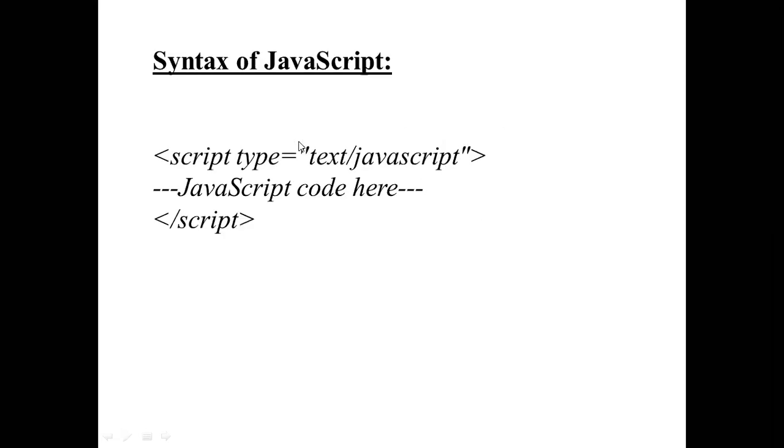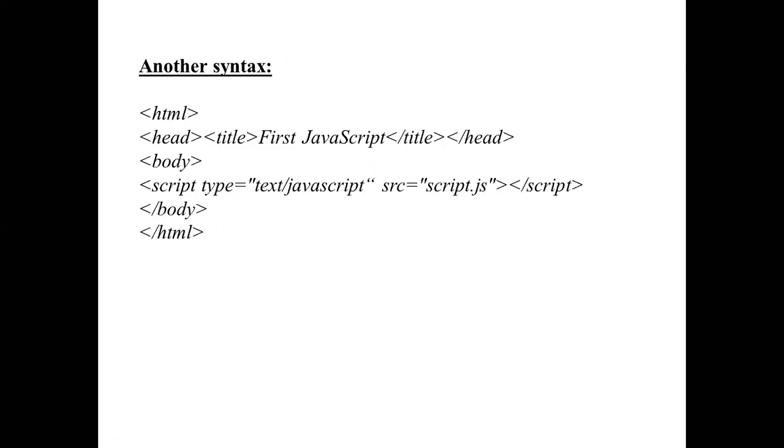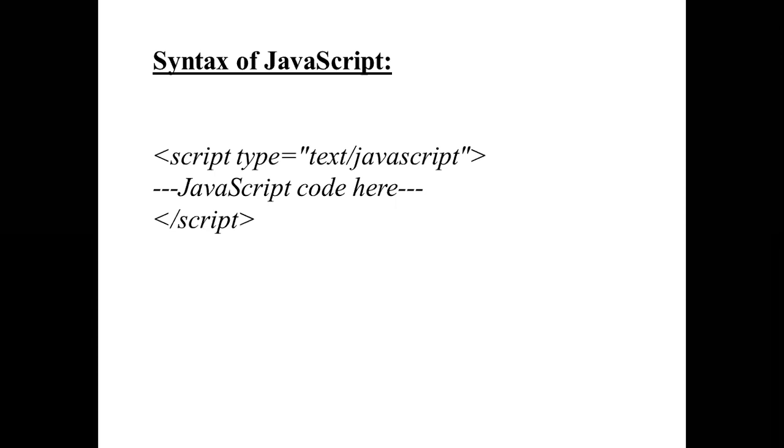So the first syntax is we write the script in the head section or body section in HTML, and the second syntax is we first write the script in a separate .js file, and then we link that JavaScript file into the body section in HTML by using the src attribute, the source attribute. So this is the syntax for JavaScript.